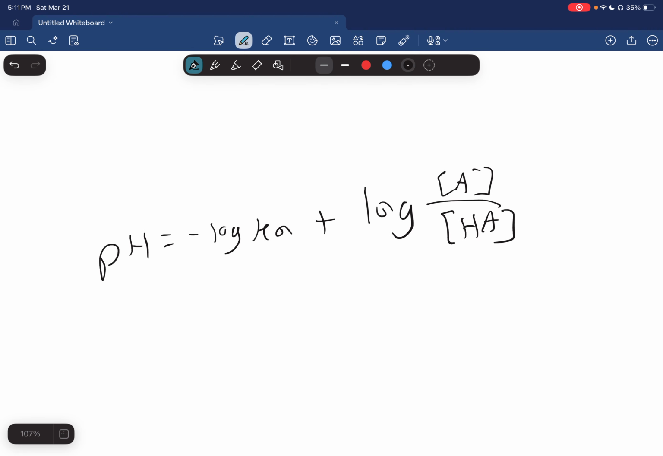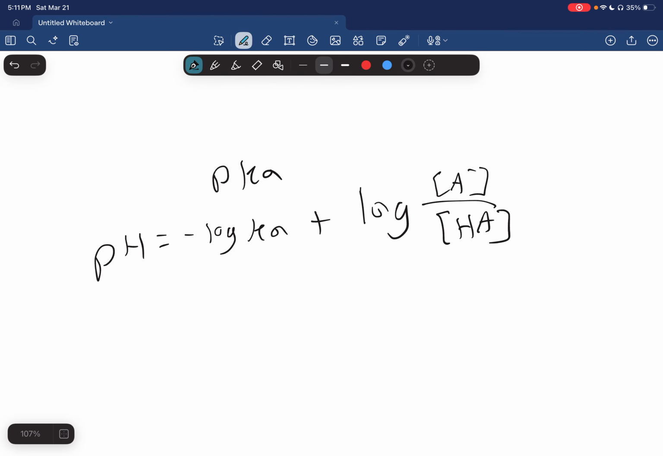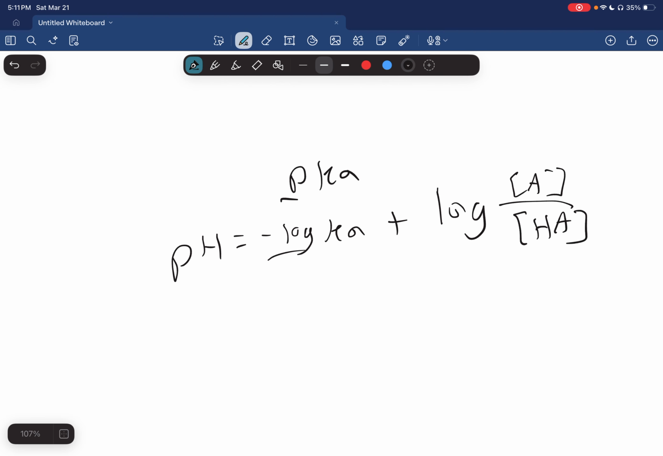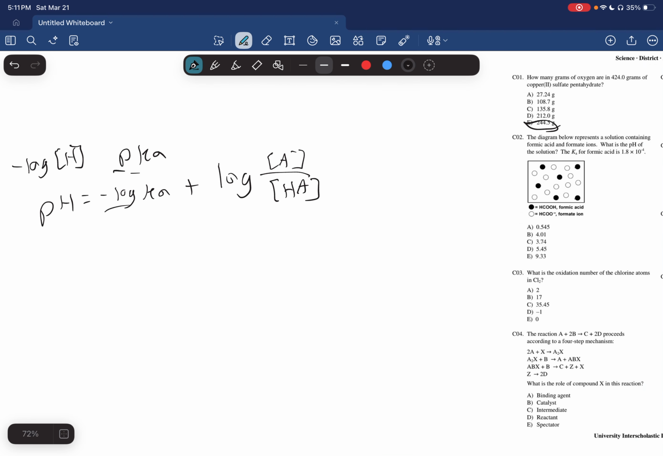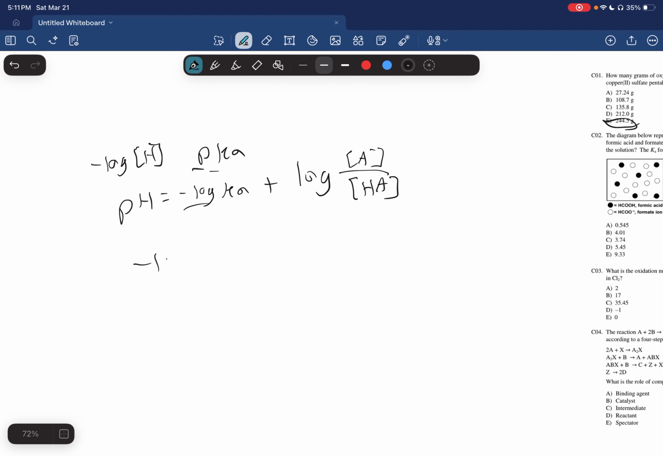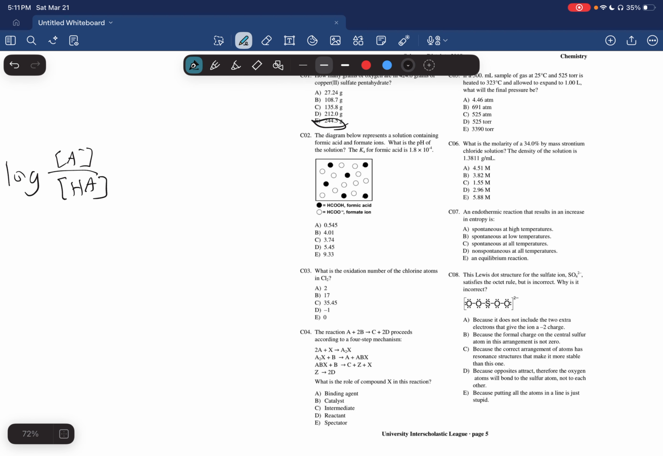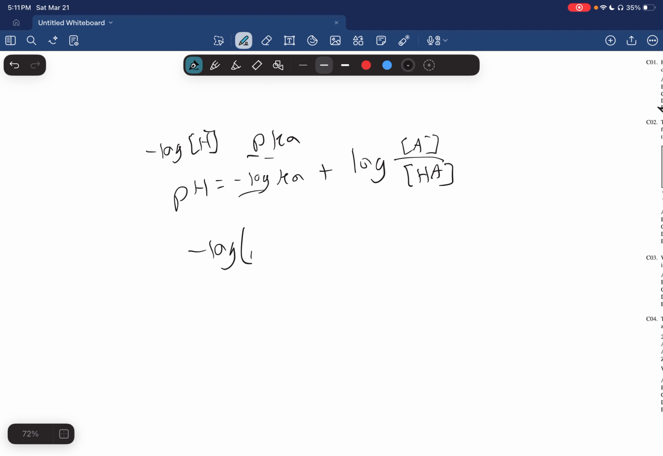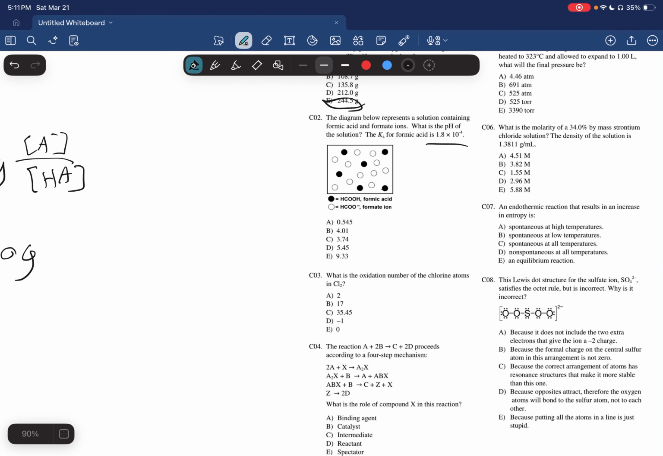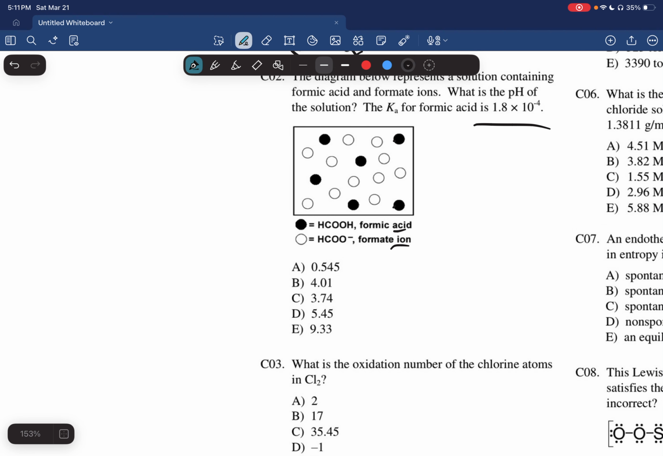Now the real equation has this as pKa, but P is just a function telling you to take the negative log. For example, your pH is actually just your negative log of your hydrogen concentration. So in this case, we'd be taking the negative log of the Ka. So let's take our negative log, and we can just plug everything in already. So our Ka gave us as 1.8 times 10 to the negative 4 plus the log of, now we need to find the ratio between our acid and conjugate base.